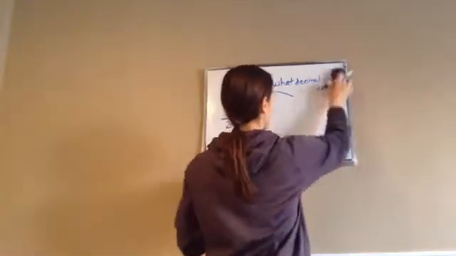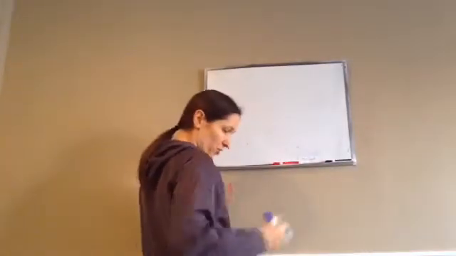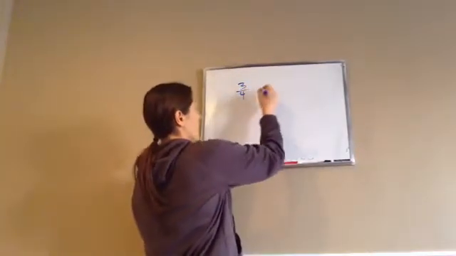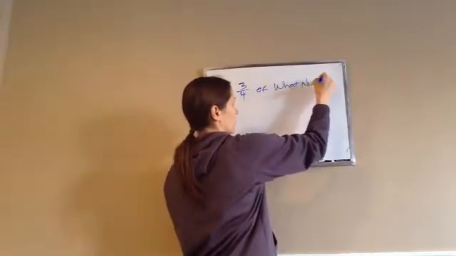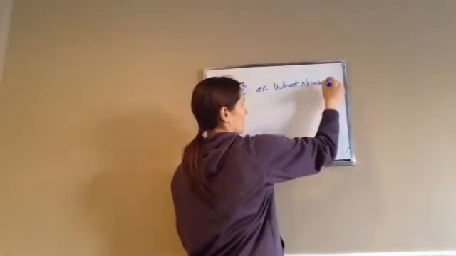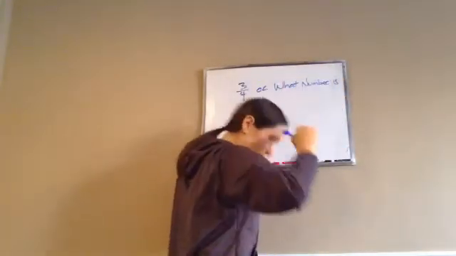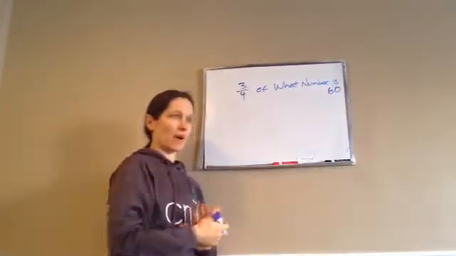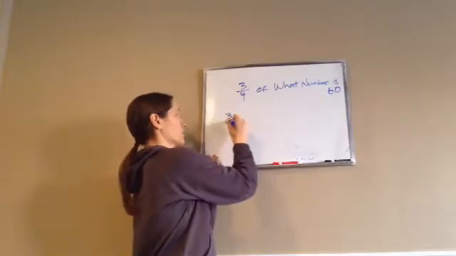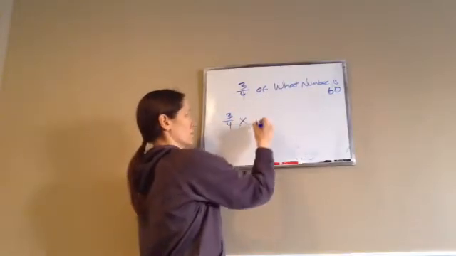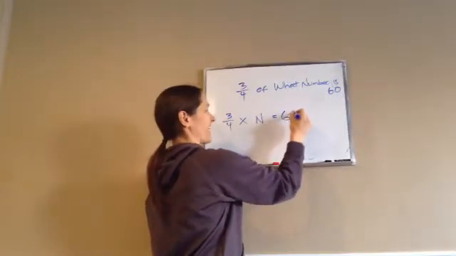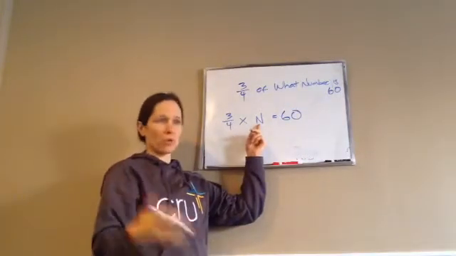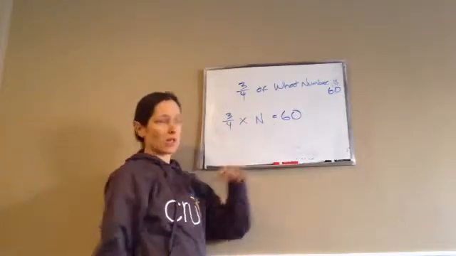And I'm going to let you tell me what to do this whole time. Ready? 3/4 of what number is, I'm running out of room, 60? How do I write it? 3/4 times n equals 60. Yes, very good. Now, we're just wanting a normal number. Great.